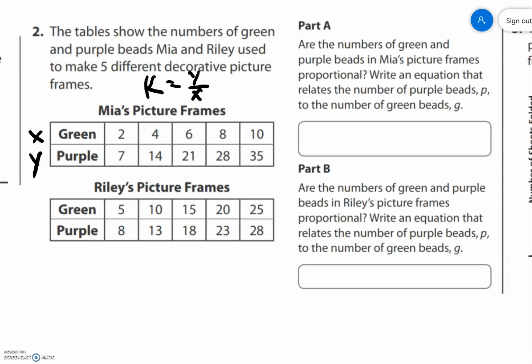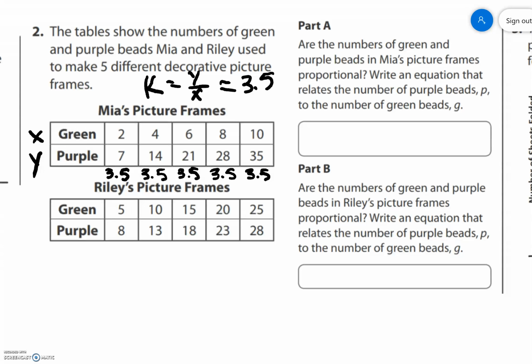So if we go through and we do 7 divided by 2, that's going to give us 3.5. 14 divided by 4 is 3.5. 21 divided by 6, 3.5. 28 divided by 8 is 3.5. And last but not least, 35 divided by 10 is 3.5. Make sure to check all of them in case they trick you. But it is proportional, and our k value is 3.5.